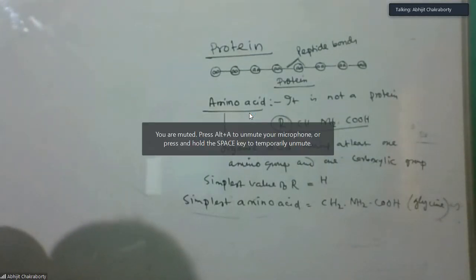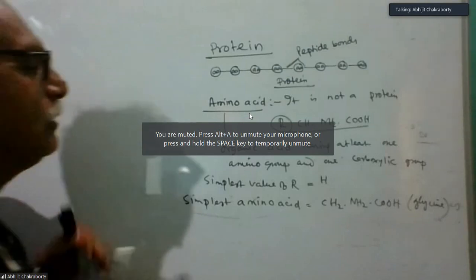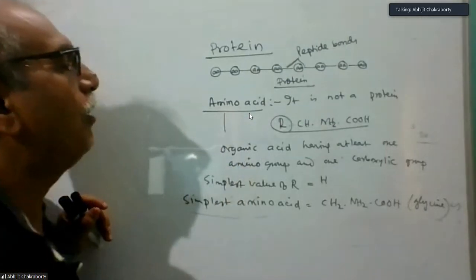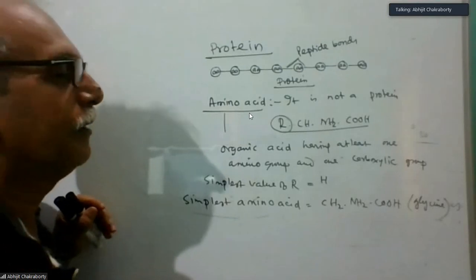Then we come to the different types of amino acids. We are going to classify them. First of all, you need to understand how to define amino acids.